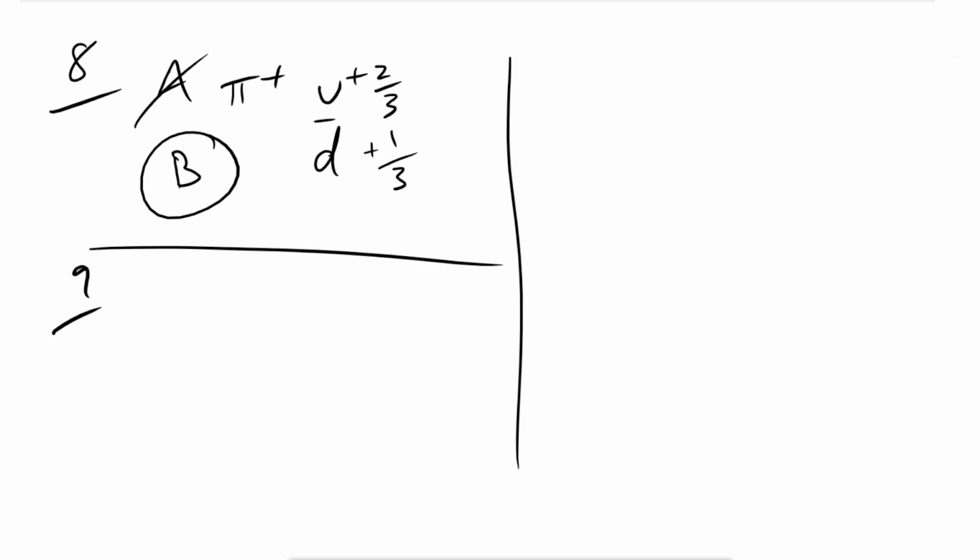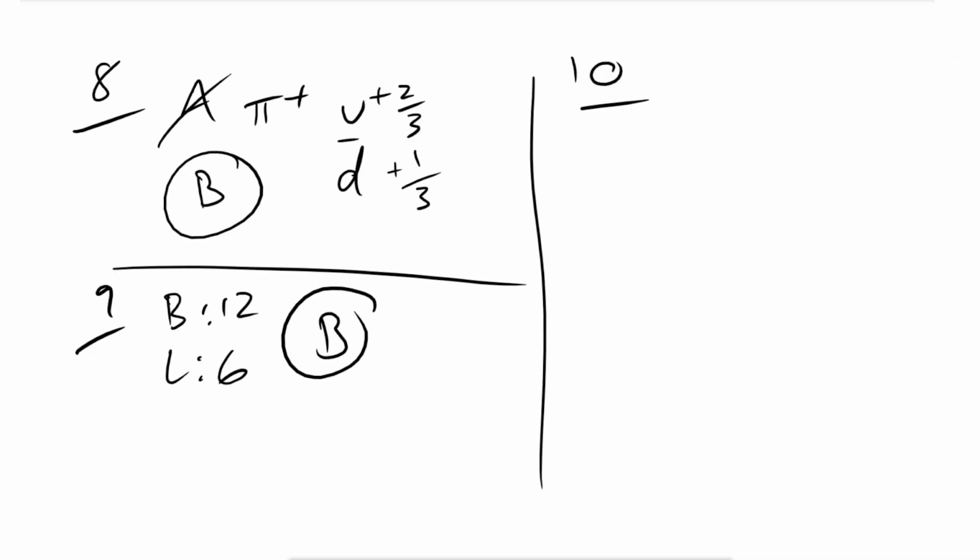9, what gives the number of baryons and leptons in carbon 12? Number of baryons, well, that's neutrons and protons, so there's going to be 12 baryons. Number of leptons, well, there's only electrons that are the leptons in an atom, so it has to be 6. So therefore, our answer has to be B again.